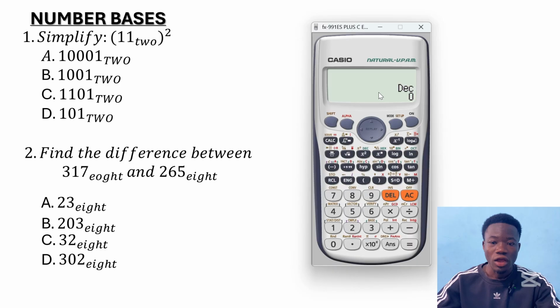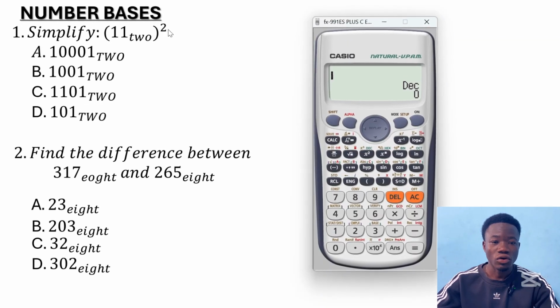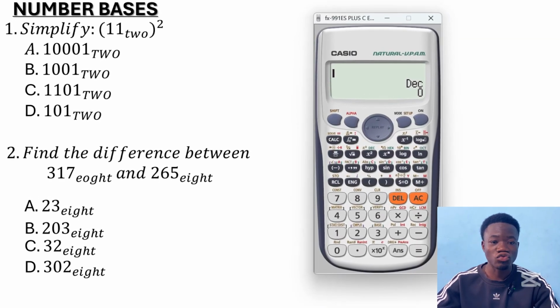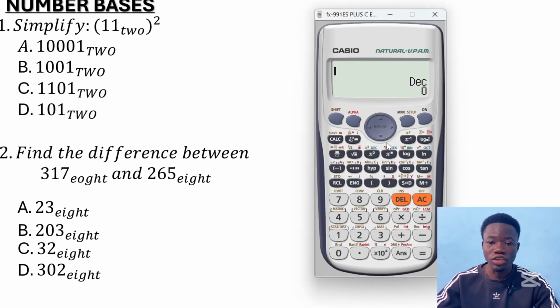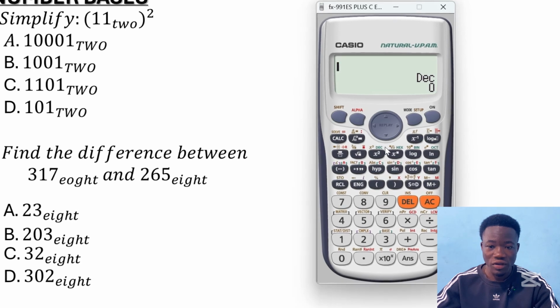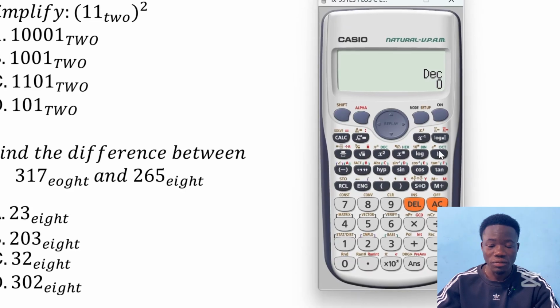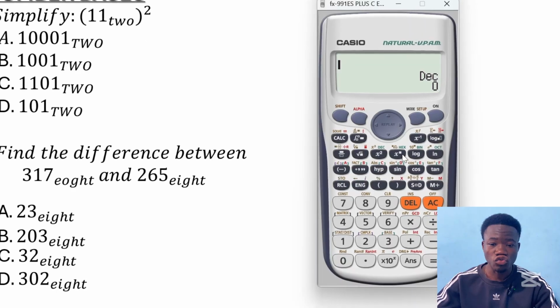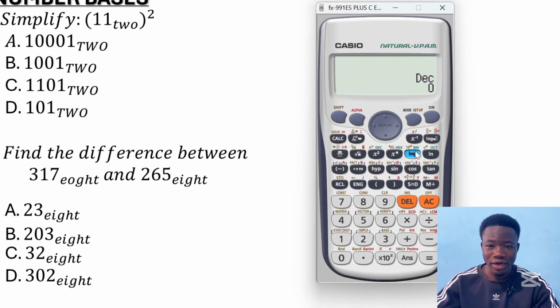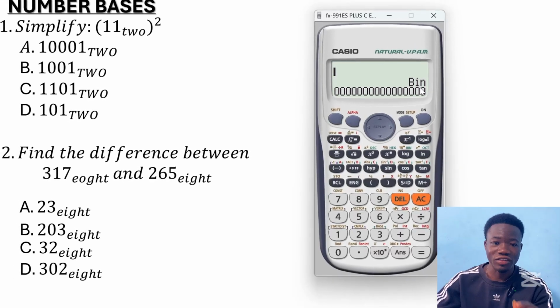The first question given to us is: simplify 11 base 2 squared, which is 11 base 2 times the same thing. So you need to come back here on the x squared. You see DEC there, which means base 10. We have the HEX, which is base 16, the BIN, which is base 2, and the OCT, which is base 8. We are dealing with base 2, so I quickly click on binary and change it to BIN, B-I-N. That is the first thing you have to do before you start solving this question.